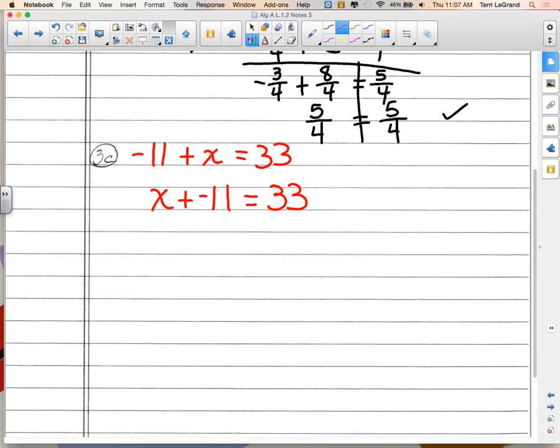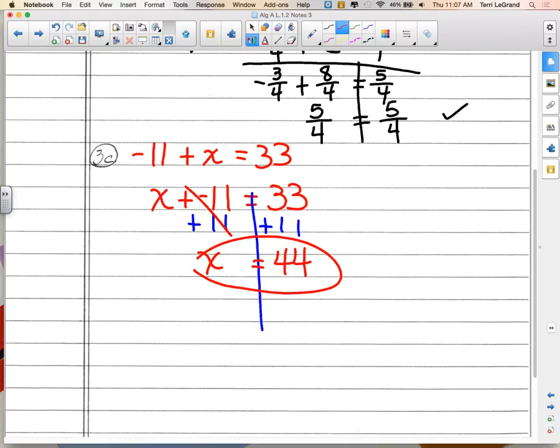Add its opposite. Yeah. What is the opposite of negative 11? 11. So now x is by itself. 33 plus 11. 44. I love the number 11. It's so fun to work with. X equals 44. Okay, you go ahead and do your check problem.